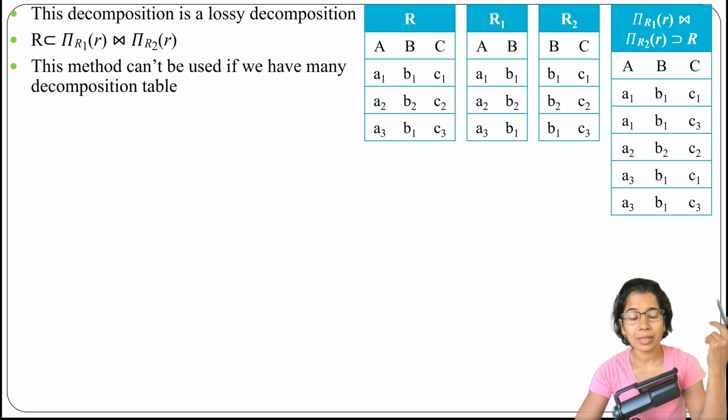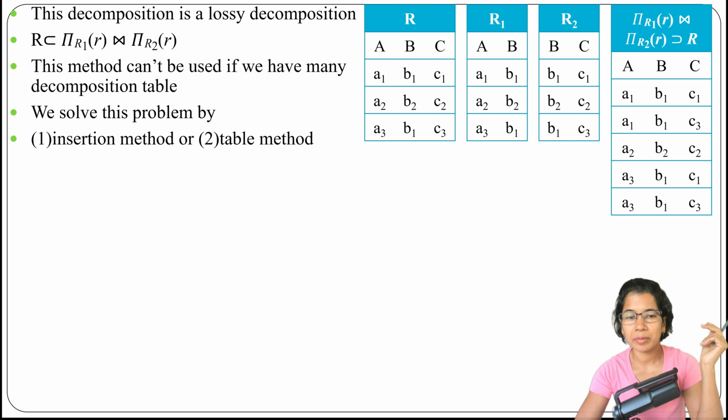And this method is time consuming when we are taking every single value. So that's why we don't consider every single value. We just go with attributes. There are two ways: one is the insertion method and another is the table method. Let's see some examples where we can use insertion and table method and check whether it is a lossless or lossy decomposition.